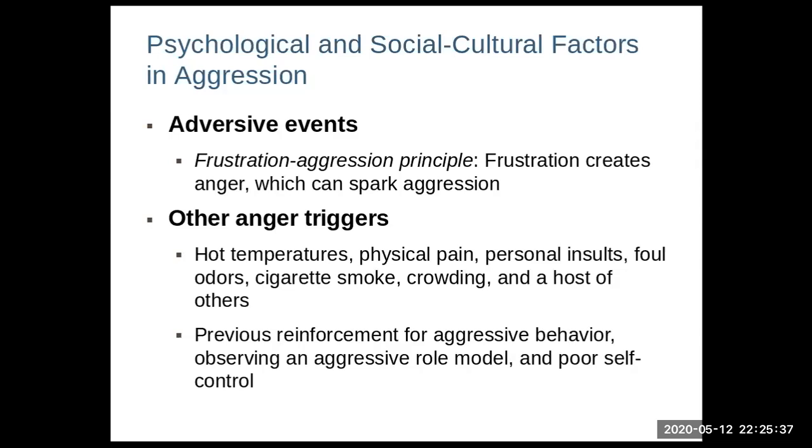Did you have parents that were very forceful on you? Did they model aggression at home, right? Like we talked about in the learning chapter. What other anger triggers are there? People who have hot tempers. Physical pain makes people more aggressive sometimes. If they're in pain, they want to take it out on other people or things. When you're insulted and you feel like your pride was hurt, your ego was hurt. Foul odors, cigarette smoke, crowding. There's a whole list of things.